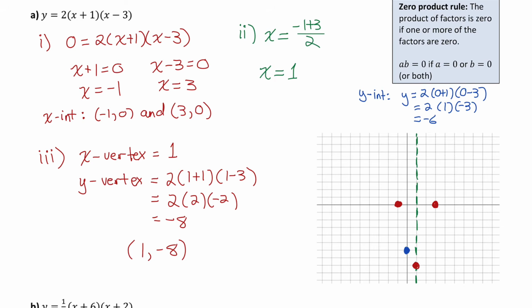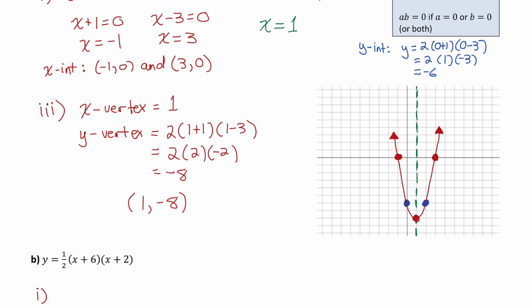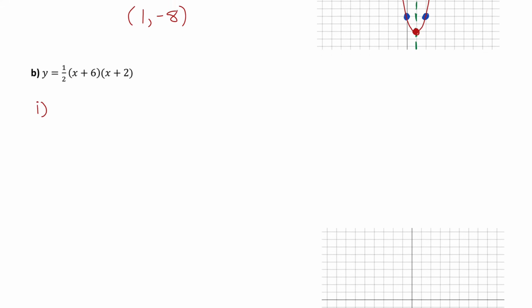And then because parabolas are symmetrical, I know one to the right of the vertex, it'll be at a height of negative 6 as well. And now connecting these points, I'll have a more accurate graph of the quadratic. And now let's move on to part B and graph another one.